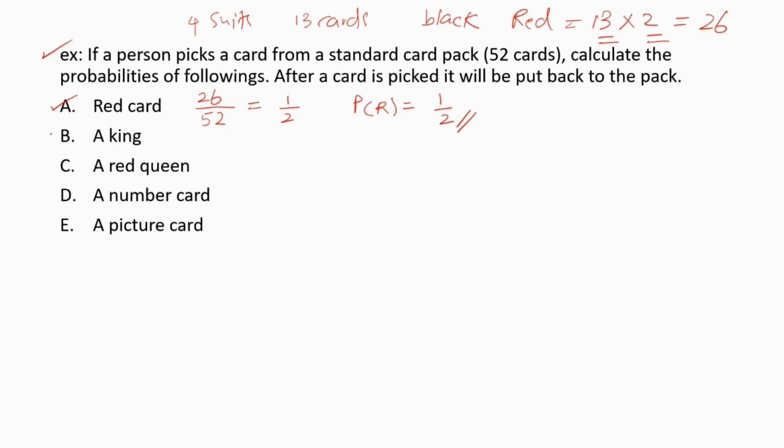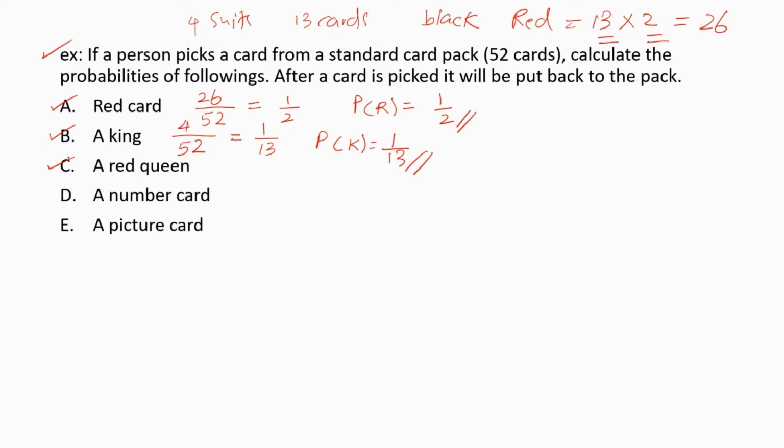Now, let's do the second example. Picking a king. So, there are 52 cards. This is the total outcomes. So, how many kings in a card pack? Each suit has one king. So, there are 4 suits. So, there will be 4 kings. We can also simplify this, dividing both numerator and denominator by 4. 1 over 13. So, probability of picking a king equals 1 over 13.